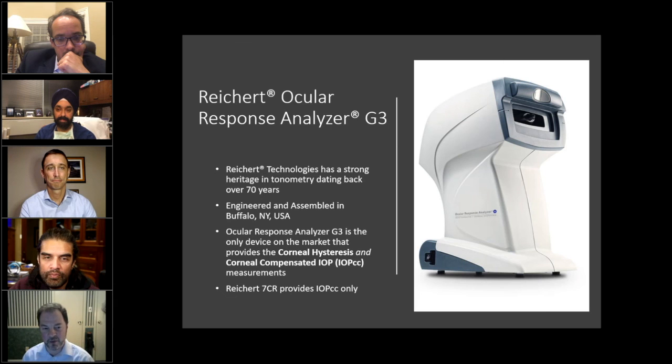So if you don't do a lot of glaucoma, if you just want something that gives you a more accurate pressure measurement, but you don't want to be concerned with the corneal hysteresis, then you can pick up that device. Looks the same, operates very similarly to the Ocular Response Analyzer.